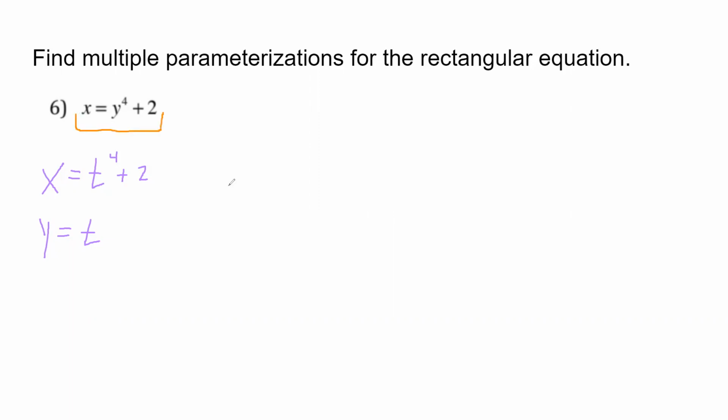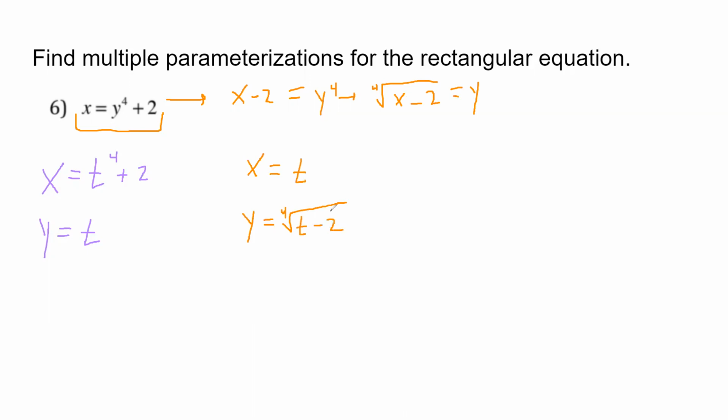All right, but let's say we let x equal t. Well, now y is going to be different. So now we have to take this and solve for y. We could subtract two on both sides and get x minus two equals y to the fourth. To get y alone, we can take the fourth root of both sides to isolate y. So we have y is equal to the fourth root of x minus two. So if x is equal to t, then for the parametric equation, we would have t for x, and y is the fourth root of t minus two.